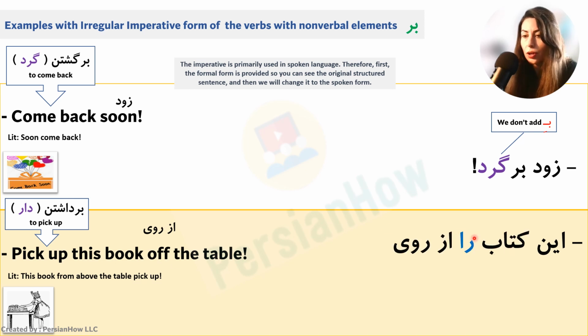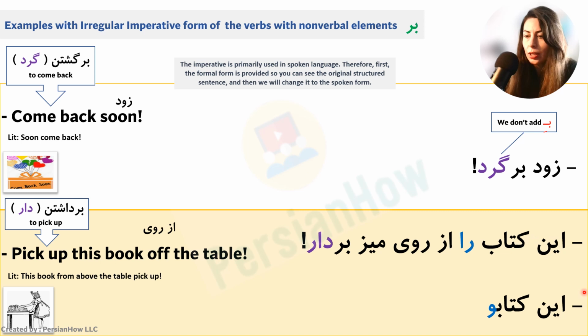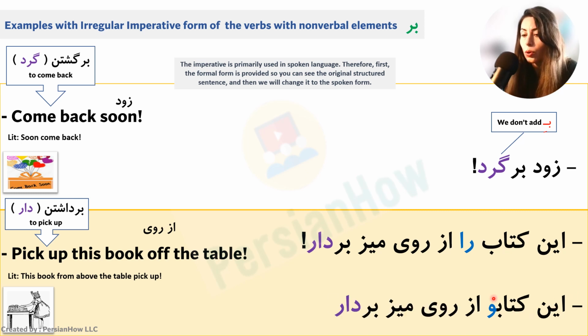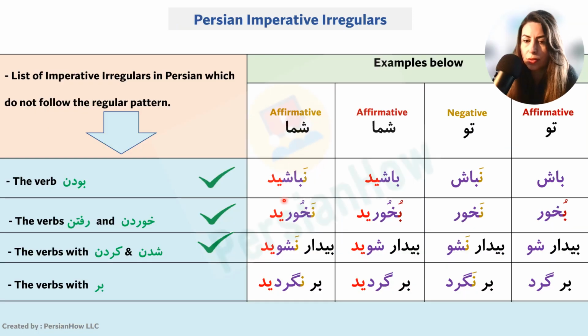In kitab ra az ruye miz bardar, because it's the ra-marked object of bardashtan. And then in kitab ra, we're being specific. So it has the demonstrative in. So the direct object will trigger ra. The more formal version is in kitab o az ruye miz bardar, because ra changed to o, and the pronunciation is o, and then it is attached to the letter before that, kitab o az ruye miz bardar. So we covered verbs with the non-verbal element bar.